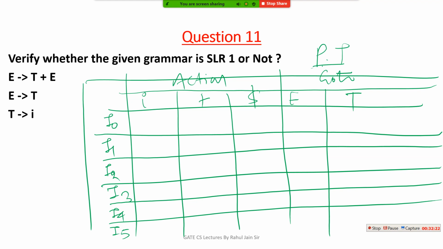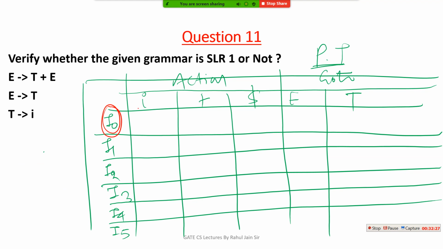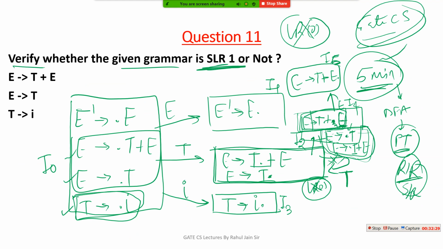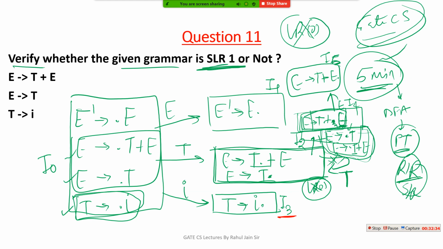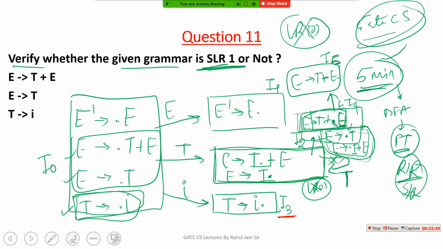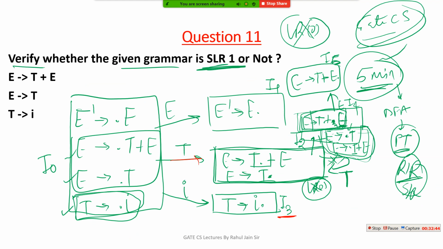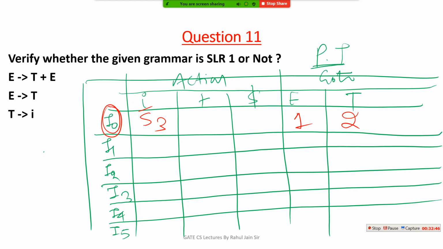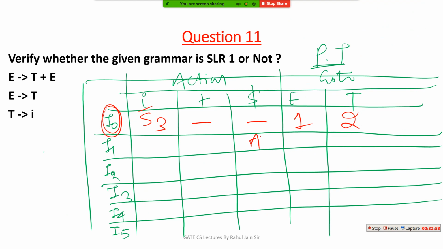Now guys, focus on the table. I0 on i is shifting to I3, so I will put S3 here. I0 on capital E goes to I1, so 1 would be there. I0 on T goes to I2, so 2 would be here. I0 has only three transitions, so the rest I will leave blank, right? Now I1 is the initial state accepting, so I will accept it on the dollar, and the others remain blank.